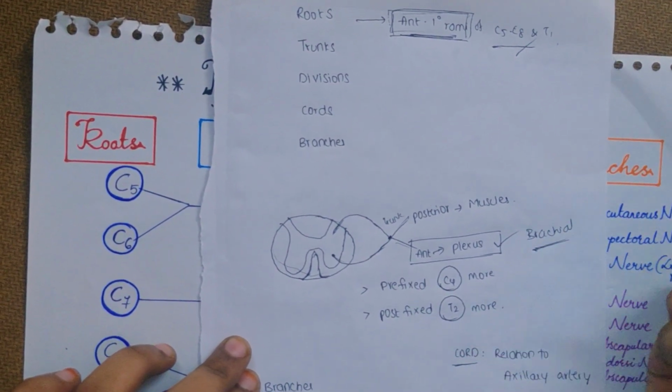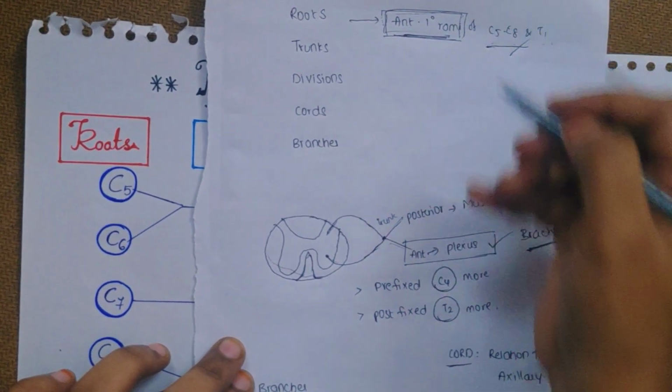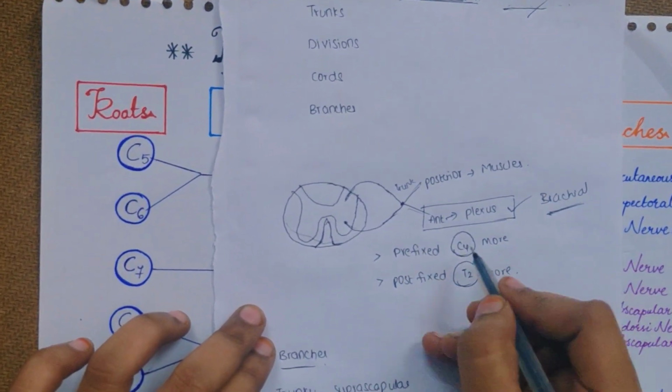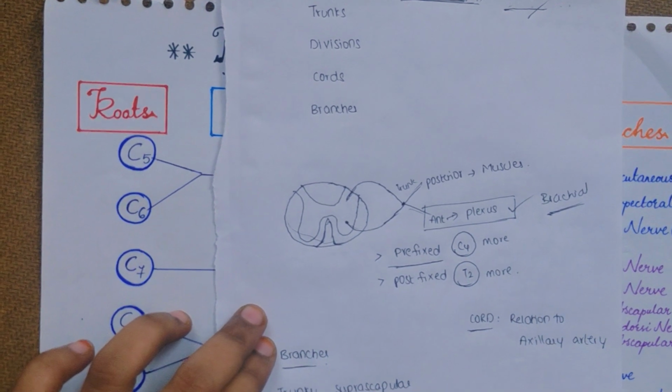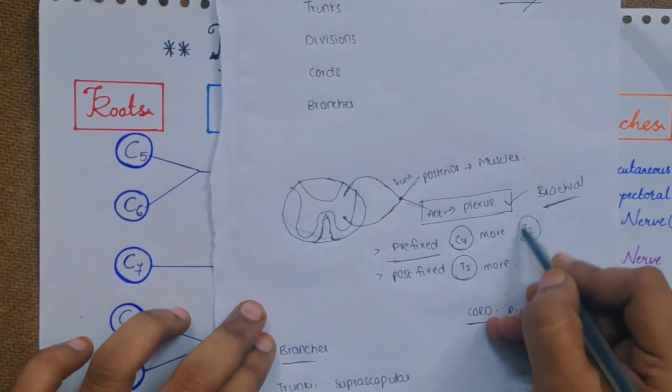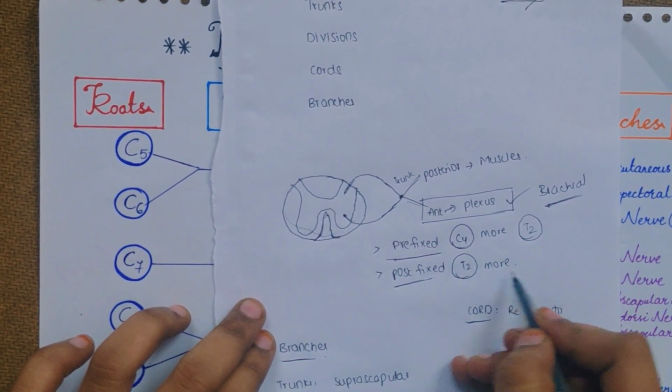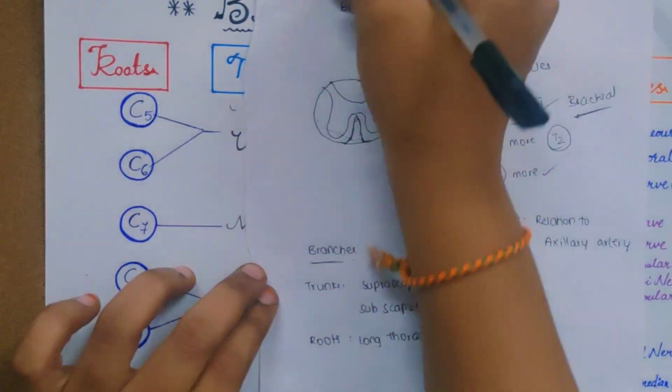Other than C5 to C8 and T1, if C4 is also involved, it is called a prefixed brachial plexus, and T2 is also involved but less. In postfixed, T2 is involved. This is about the roots.